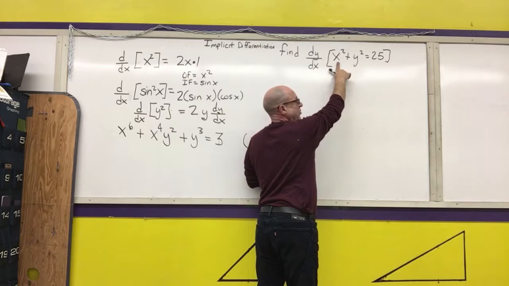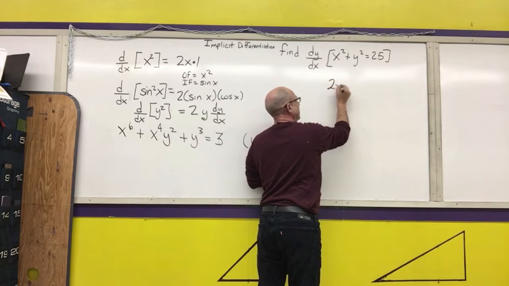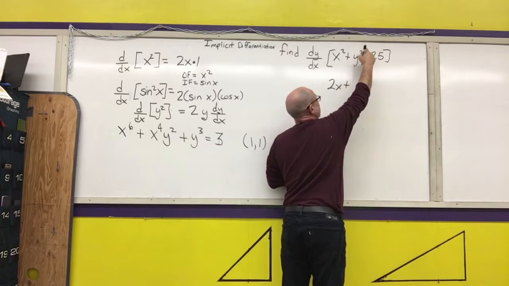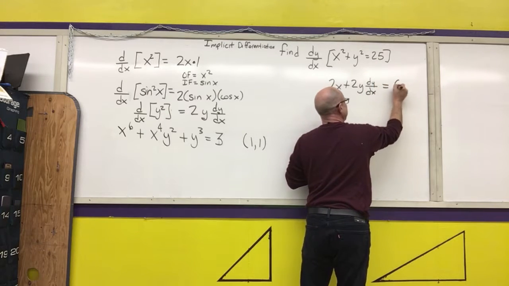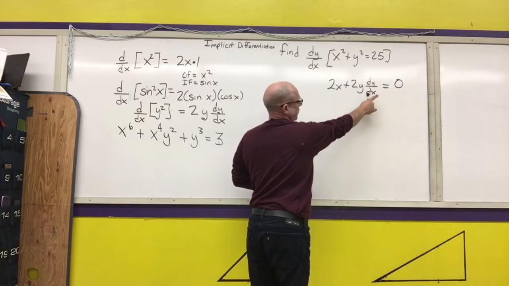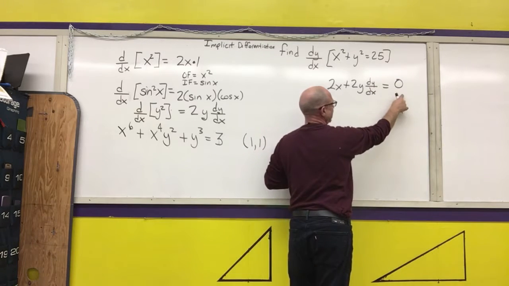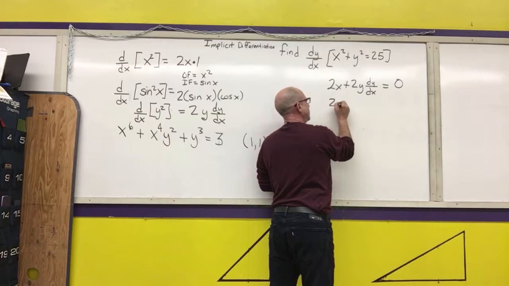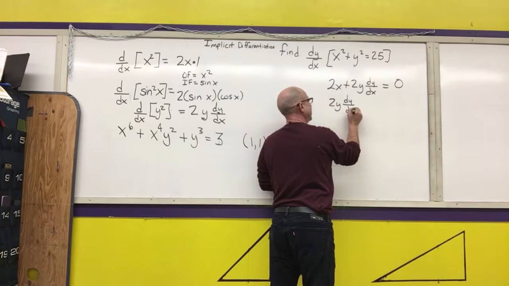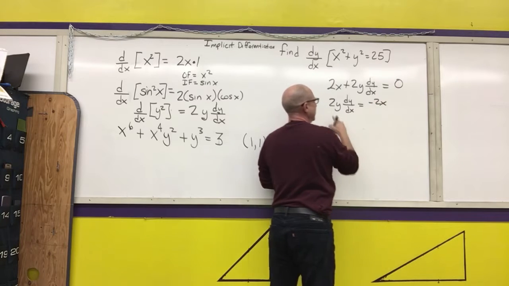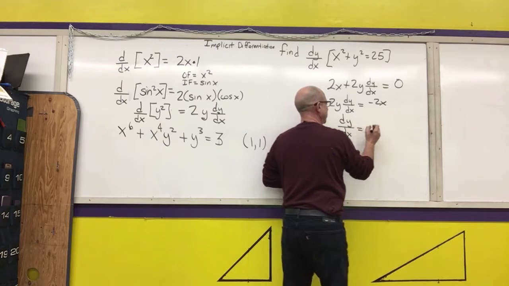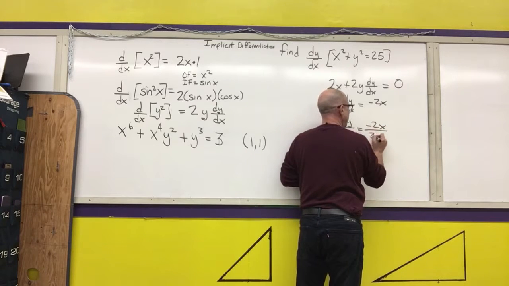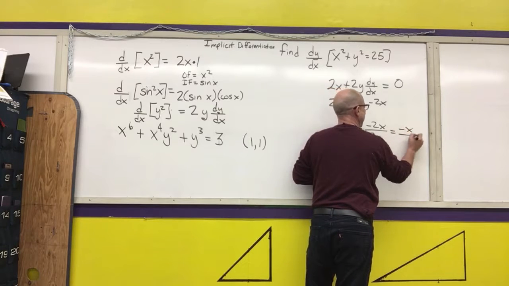Well, let's take the derivative of x squared. That's 2x. The derivative of y squared is 2y dy/dx. The derivative of 25 is 0. I want to solve for dy/dx, so subtract 2x from both sides. I get 2y dy/dx equals negative 2x. Divide both sides by 2y, and I get dy/dx equals negative 2x over 2y, which is negative x over y.